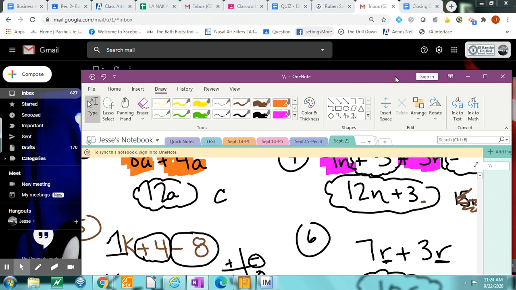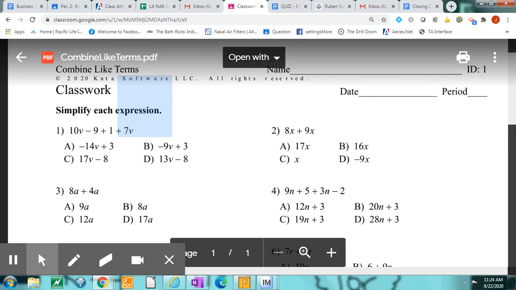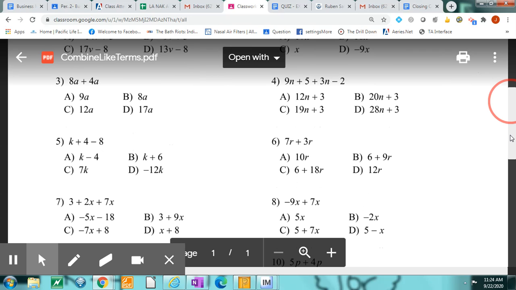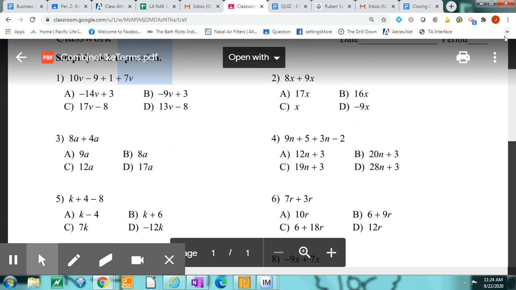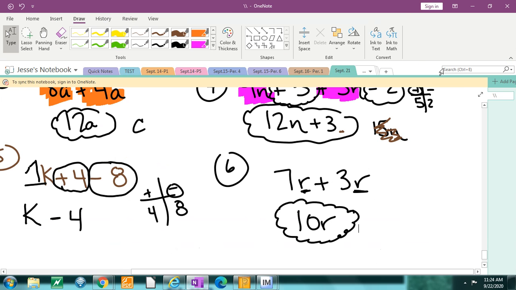Let's see. 10r. No, I can't get it. Wait. Yeah, here it is. 10r is A, and so they're both A's. This is an A, and this is also an A. That's cool. So now we're almost halfway there.